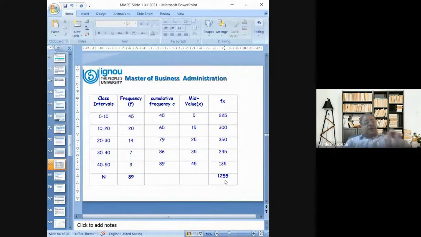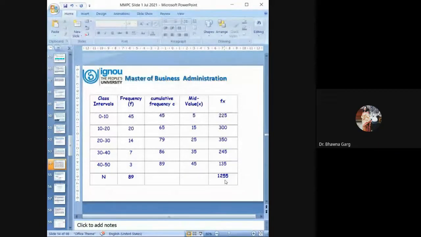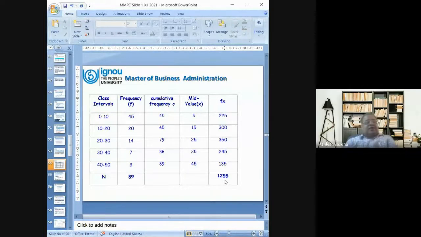Now this chart has been prepared by you. Any one of you who can tell me how to use that formula, that is, how to calculate the mean from this data? The formula for mean is sigma fx upon sigma f. So 1255 divided by 89. 1255 divided by 89, that is correct? 14.1, sir.